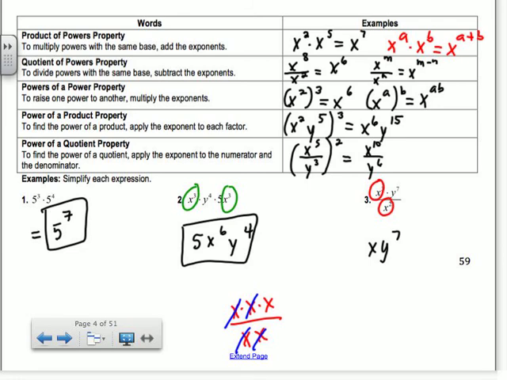Yeah, Gabby? Okay, in the power of a product and power of a quotient property, why is it, in the first one, why is it 6 not 8? You're applying the exponent to the 2 and 3? Yeah. Because 2 times 3 would be 6 then. Okay, next up. Or are you thinking 2 raised to the 3rd power? Yeah.